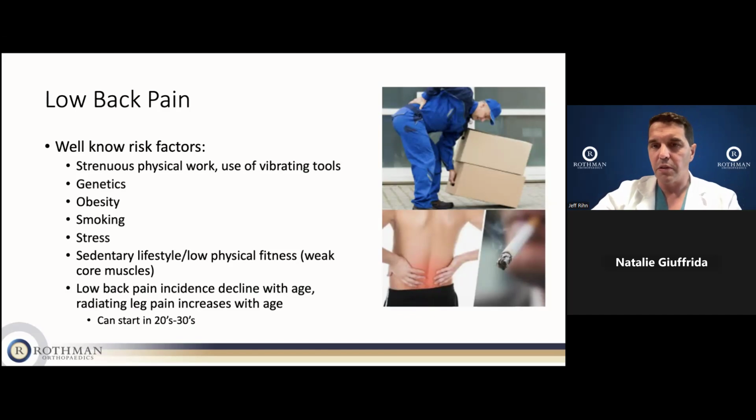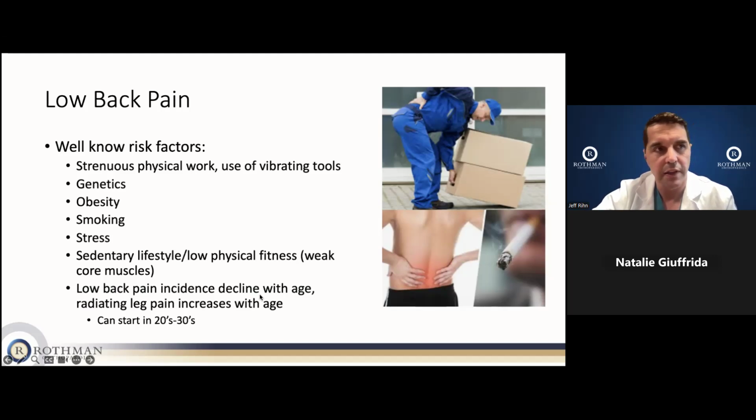Obesity has been associated with low back pain. Smoking and stress have been associated with back pain. Sedentary lifestyle or low physical fitness. If you're fairly sedentary and you don't exercise a lot and your core muscles get weak, that can put you at risk for developing low back pain.